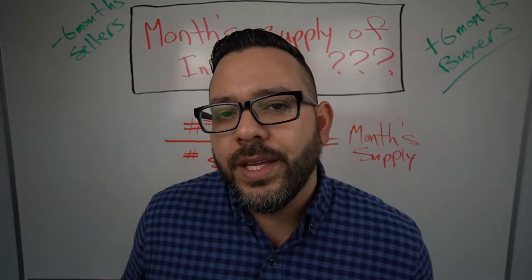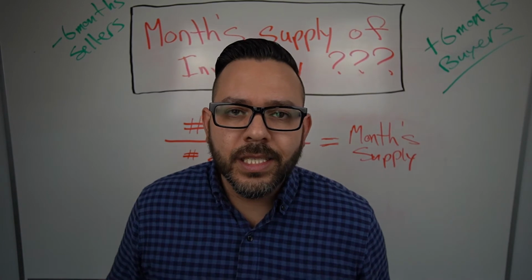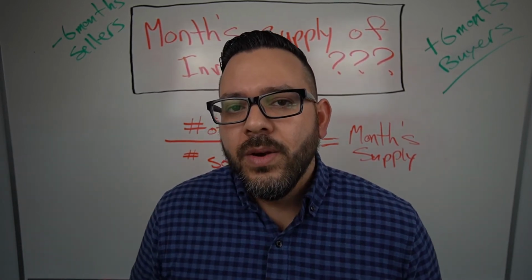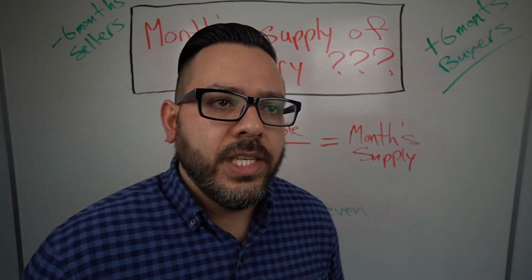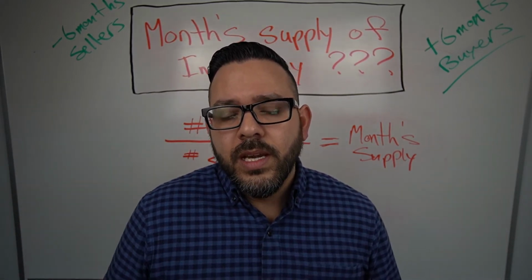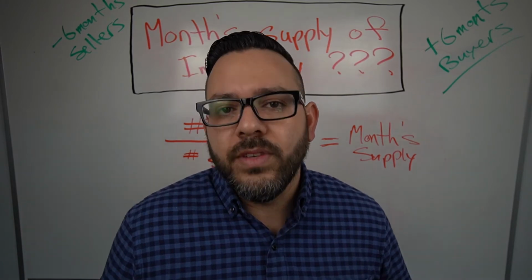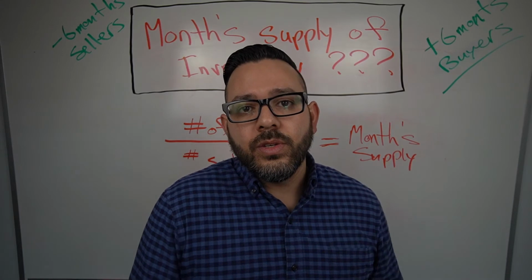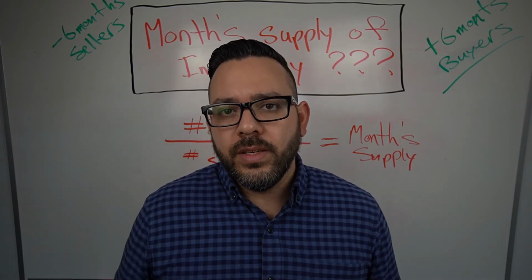So you're probably thinking, well, that's great. And we know what the formula is, but what does that even really mean? 1 month's supply of inventory. Well, traditionally, we consider anywhere around 6 months supply of inventory to be what's like an even market. A market that doesn't really favor buyers or sellers. So again, what we consider an even market.